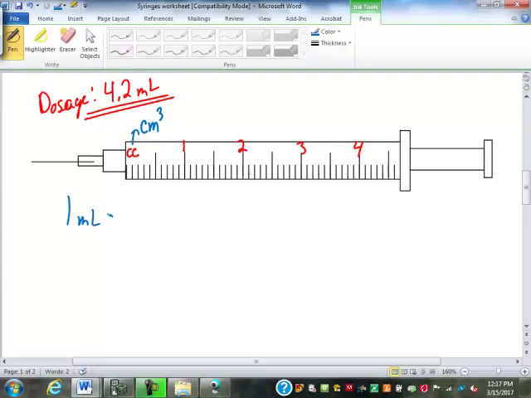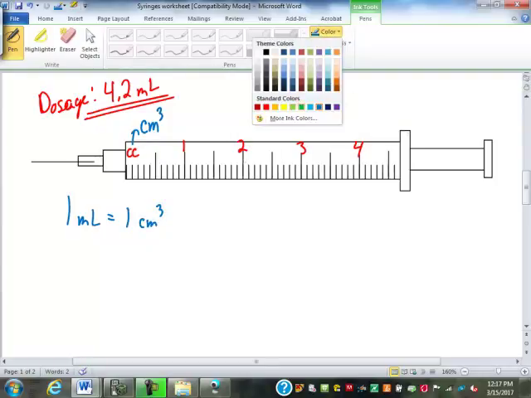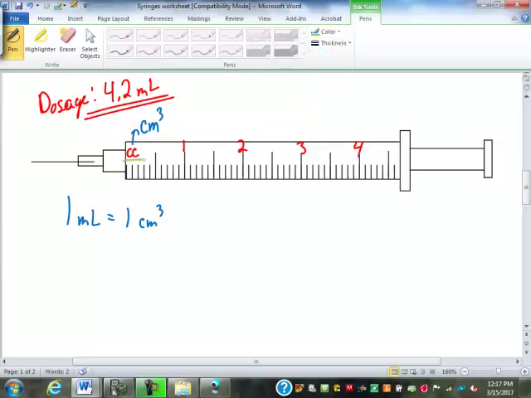1 milliliter is defined to be 1 centimeter cubed. So this occurs quite a bit, where instead of being marked in milliliters, the syringe is marked in cc's for cubic centimeters. Well, they are the same thing. So 4.2 milliliters is going to be 4.2 cubic centimeters.